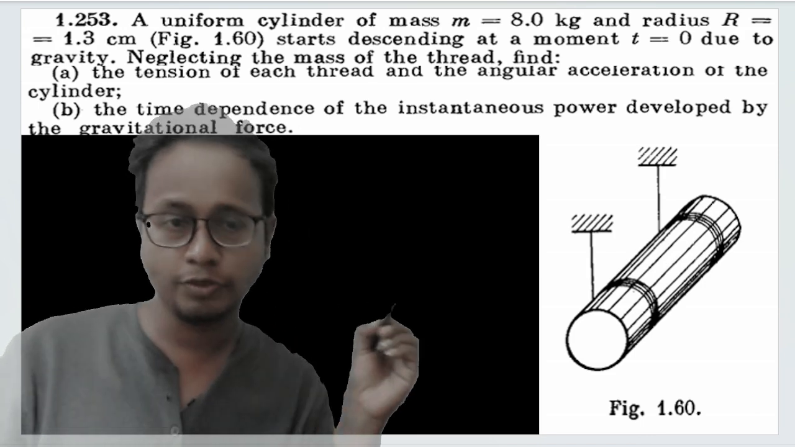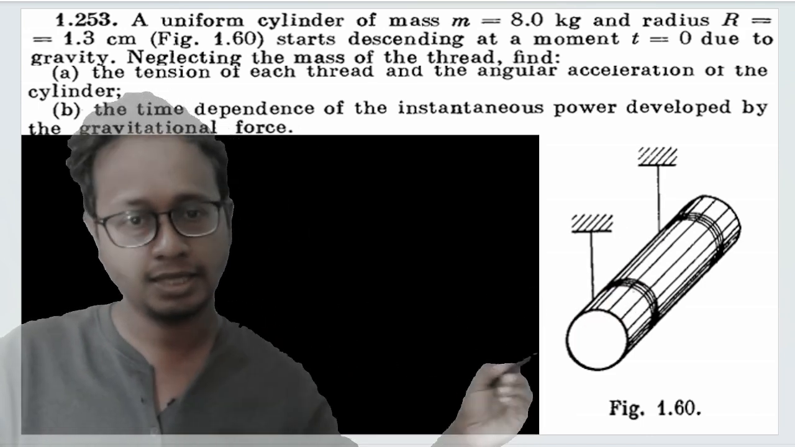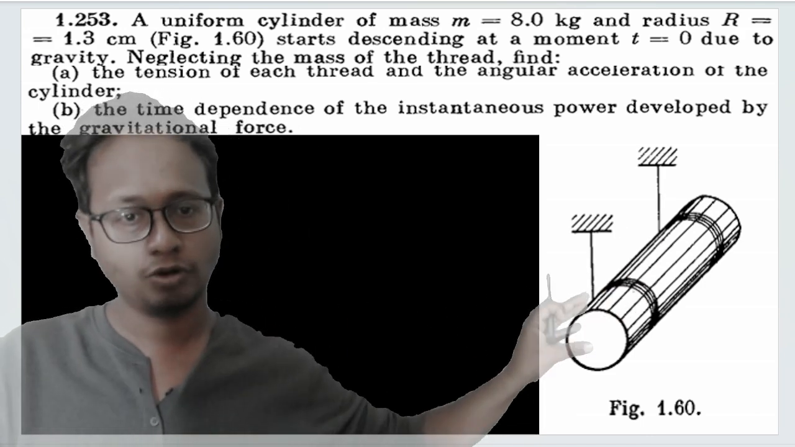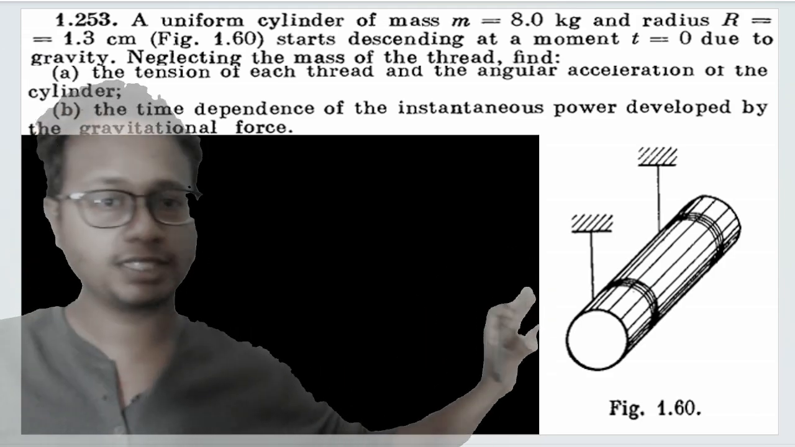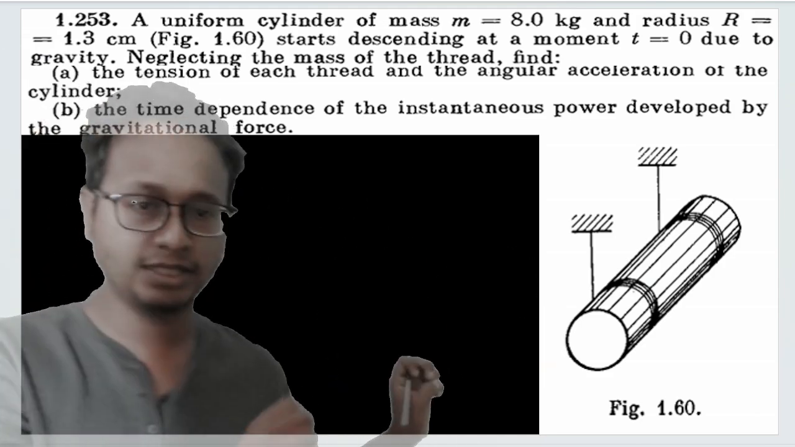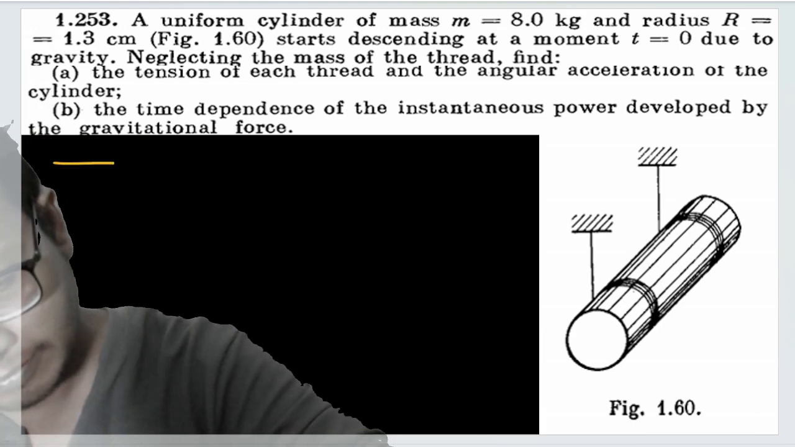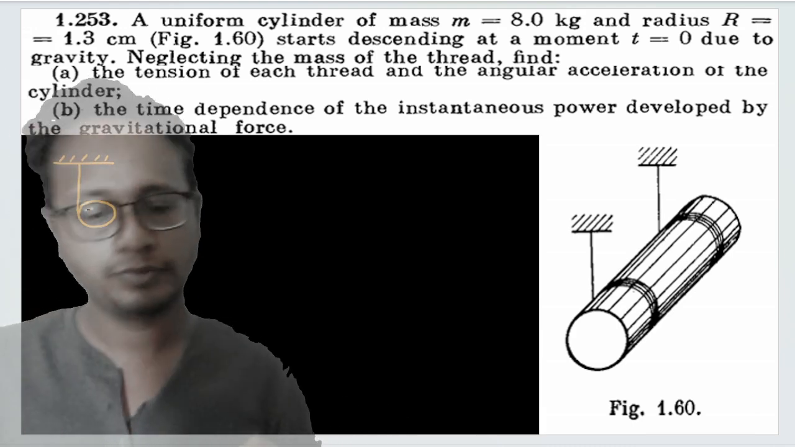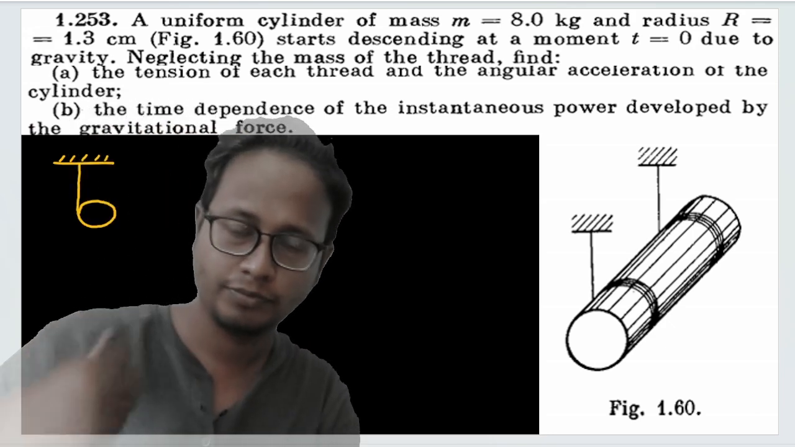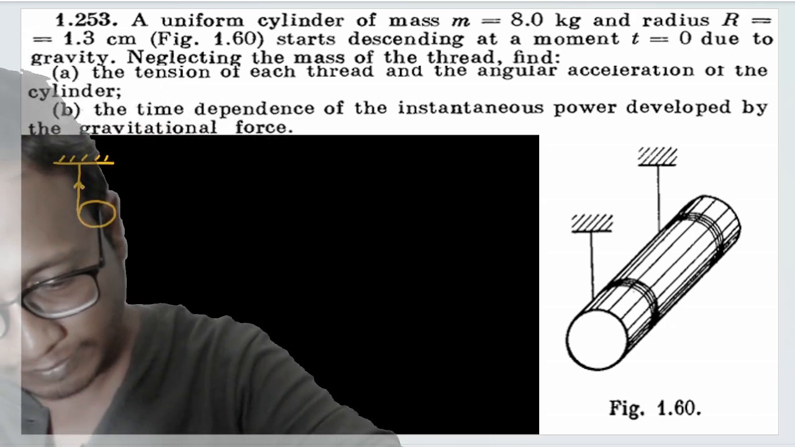Now, in this setup, we need to find out the tension in these two ropes and the angular acceleration of this block. Okay, so let me draw the same diagram from this side. That means I'm seeing this diagram from this side. Okay, so I'll see something like this. Okay, this is a log, and this log will fall down. Tension out here is T.